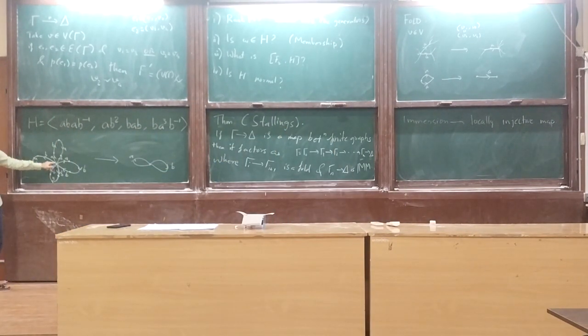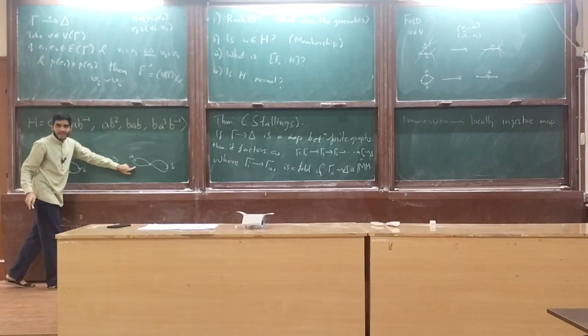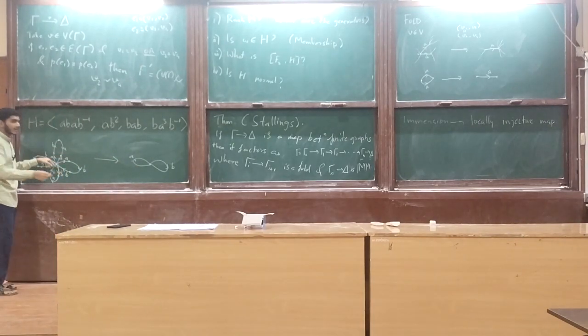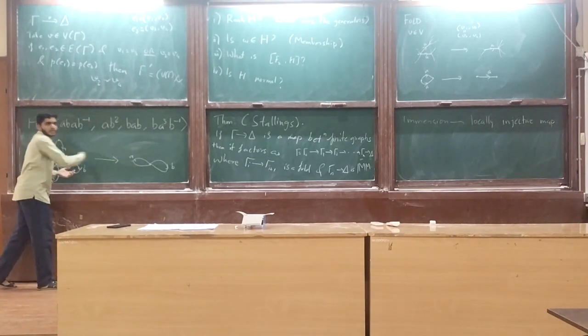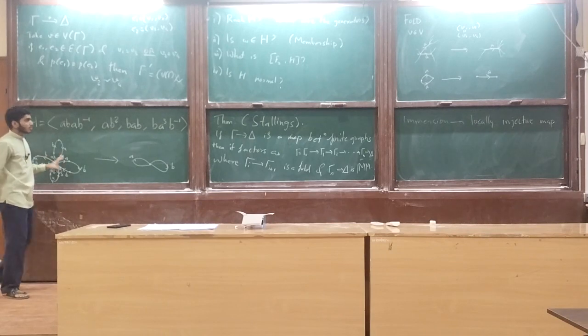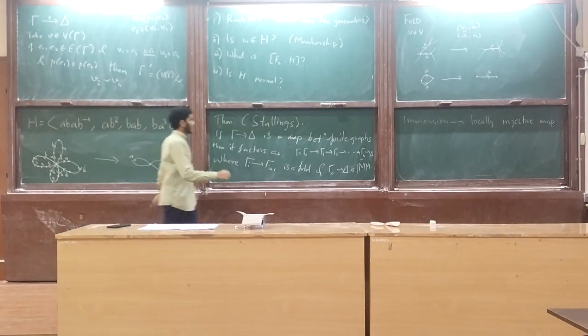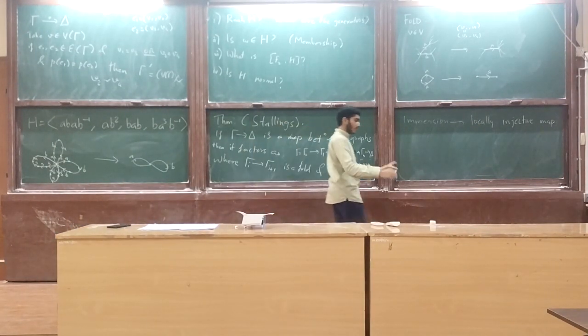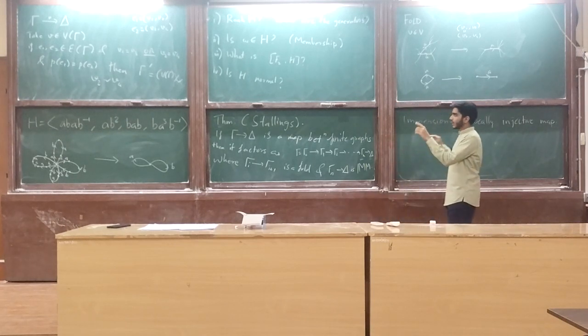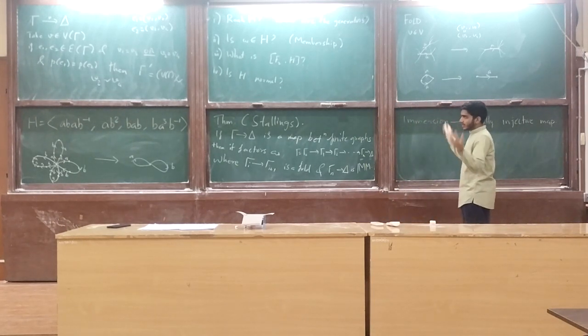If we look at this vertex, we can see that there are two A edges going out. Both of these edges are going to this A edge. So it's not injective at this vertex, because the pre-image of this is not defined here. So I'm saying that a finite graph can be folded enough times so that at the end I will get an immersion, a locally injective map.